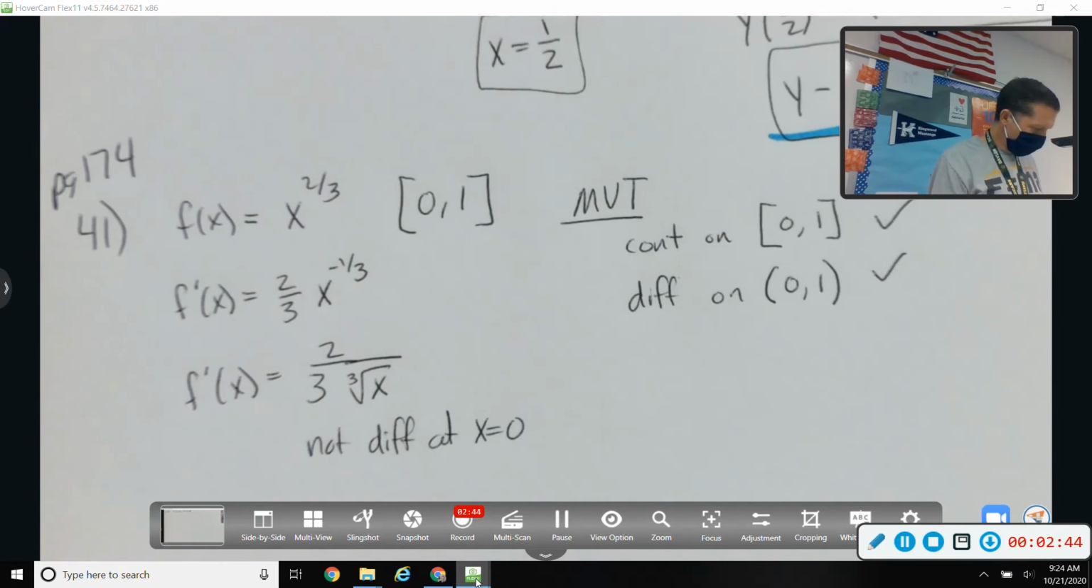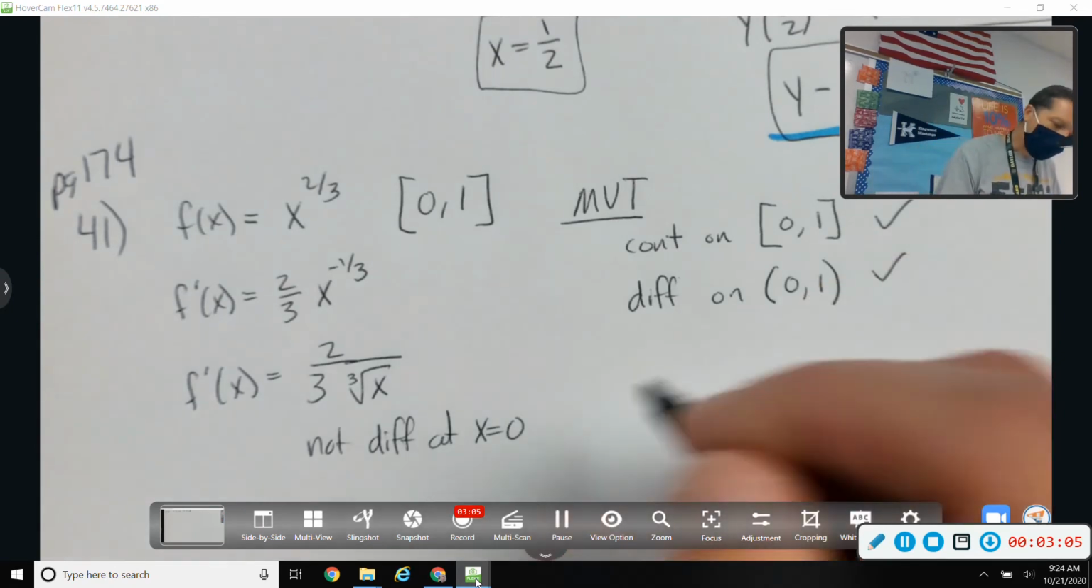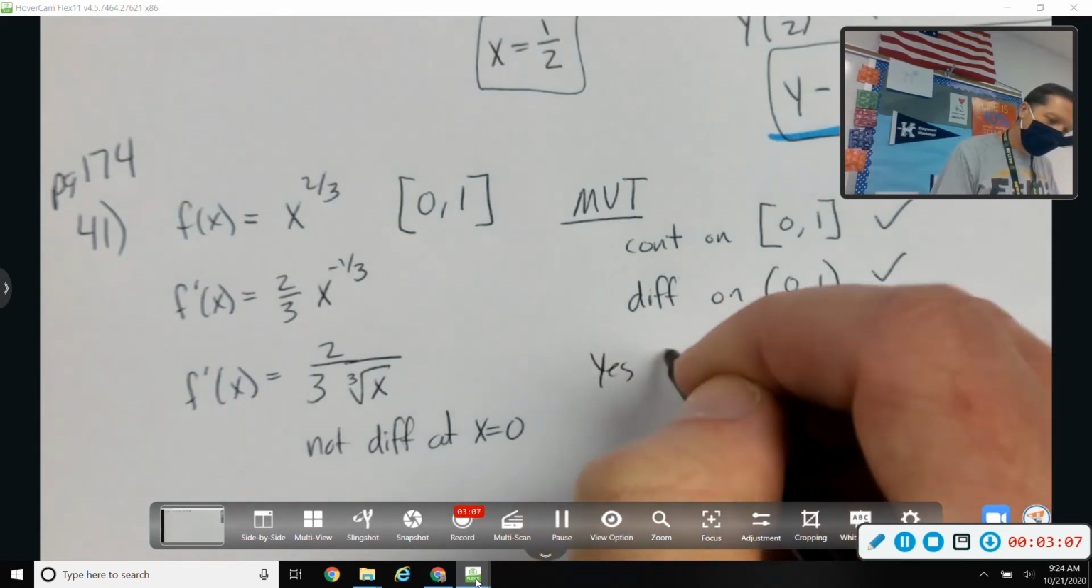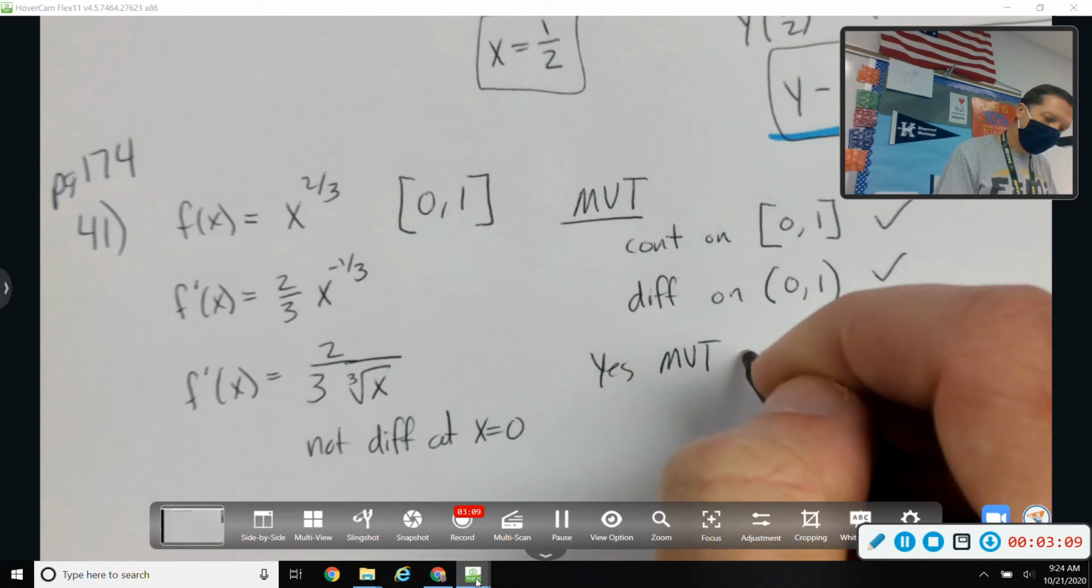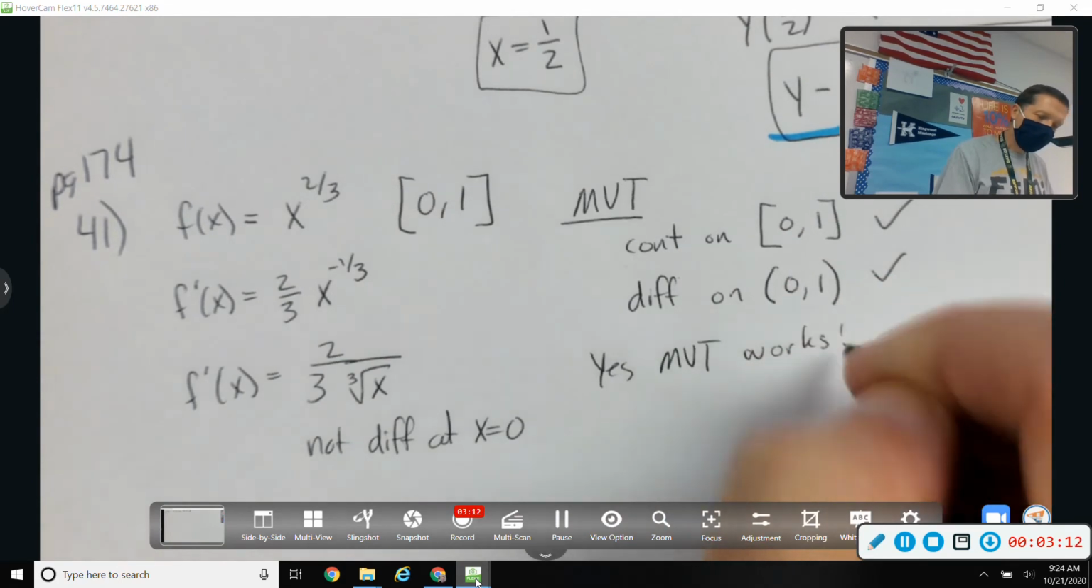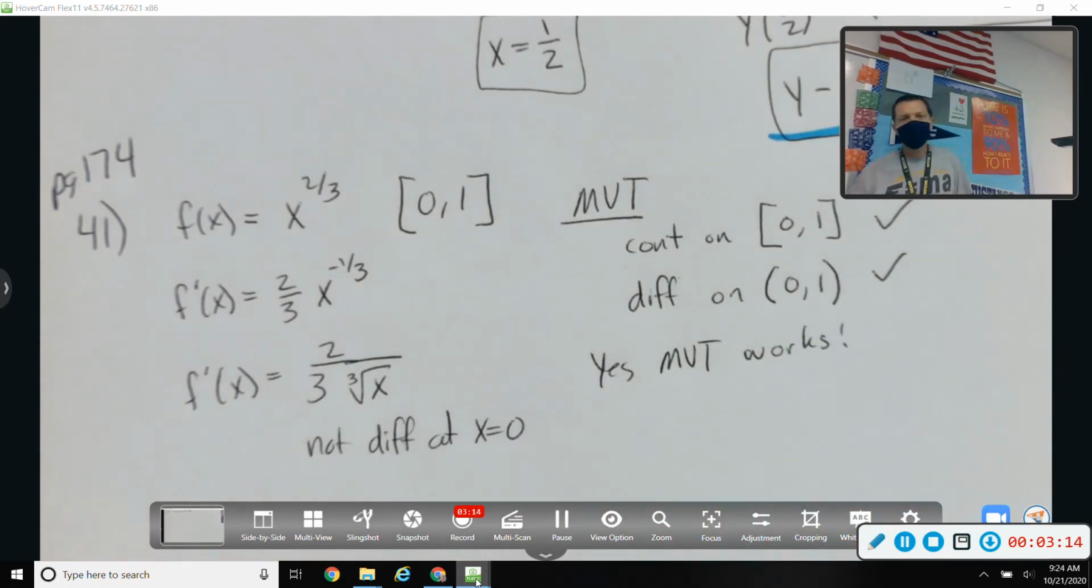41 on page 174. Oh, I'm sorry, I only read the bottom part of the directions. The top part of the directions say, determine if it can be applied, and then if it can be applied, find the values where it works, basically. So, yes, it can be applied. So, yes, MVT works.